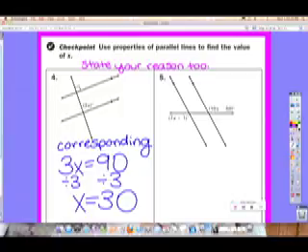Alternate exterior. Okay, so your reason is alternate exterior. Can you tell me your setup then? And since they're equal, you can just do 7x plus 1 equals 10x. Perfect. They're equal because they're parallel lines. All right, so Ali, keep walking me through what you did.